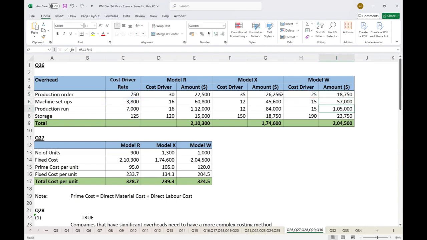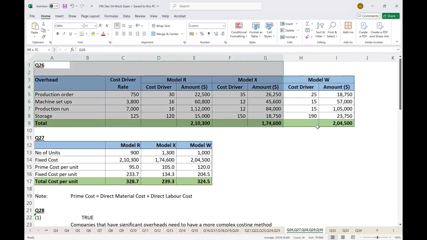It won't take a lot of time in the exam as it is a computer based exam and you can copy and drag the formula. So please save your time, and learn these tricks beforehand when you're practicing. So that was question number 26, the total overheads for the three different models. Now let us come to the next question.